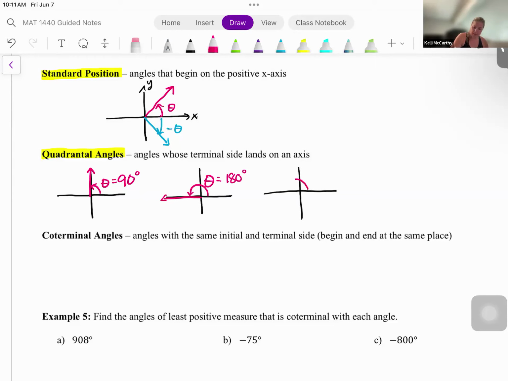We measure from our positive x-axis all the way to our negative y-axis. Theta is equal to 270 degrees. And if we start at the positive x-axis and go all the way around, ending again at that positive x-axis, that measure of theta is 360 degrees.